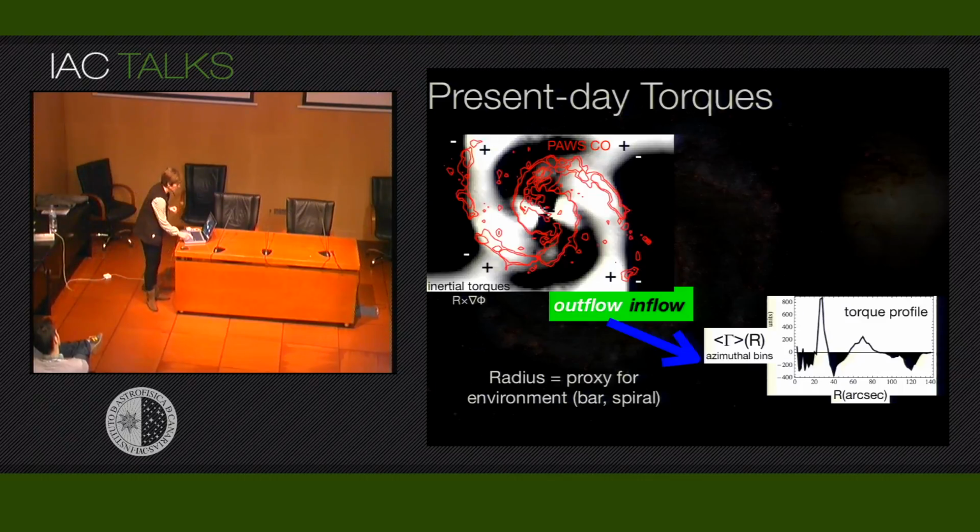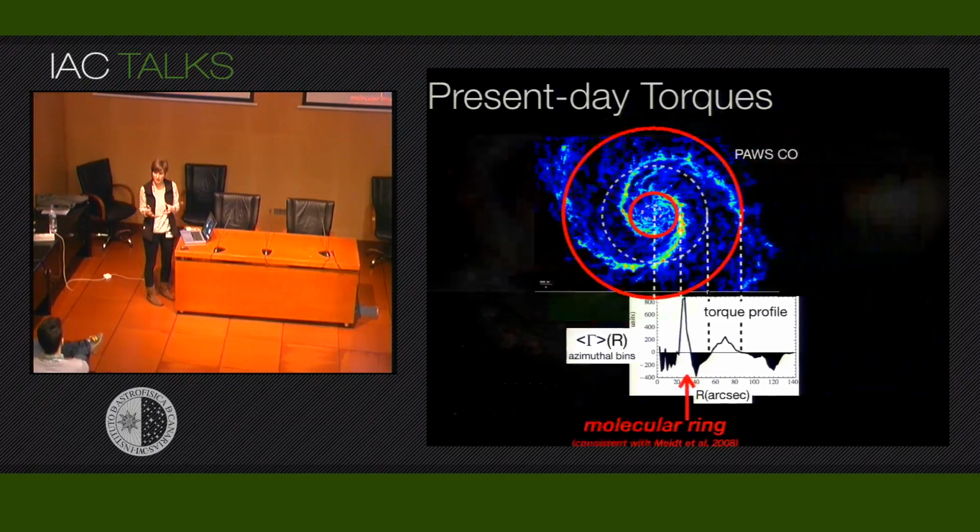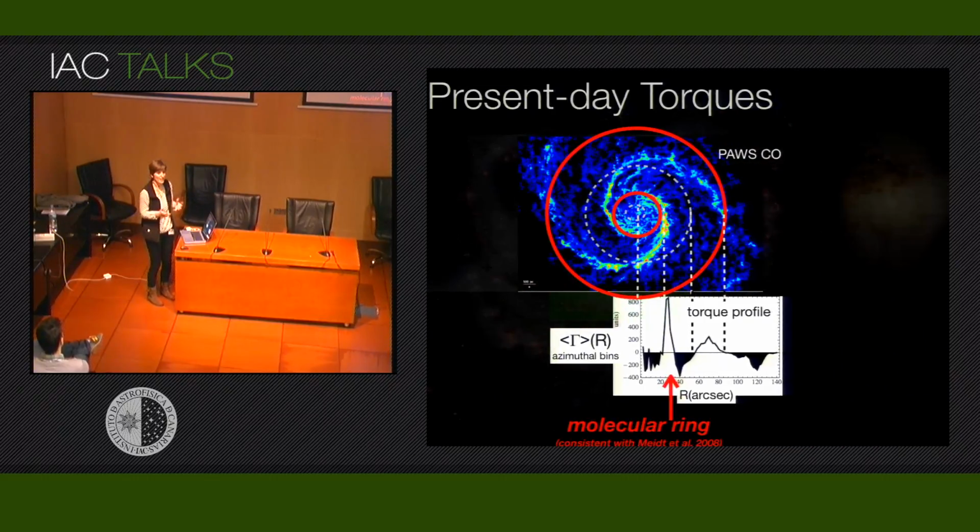Overlaid on top of that are contours of the CO emission. Now, what I can do with a torque map like that is make a torque profile like this down here. Again, the color coding is the same. Black is negative torque, white is positive torque. Right? And now, we've been interpreting plots like this for a while now, and what they tell us is that there are a series of distinct dynamical environments in M51.